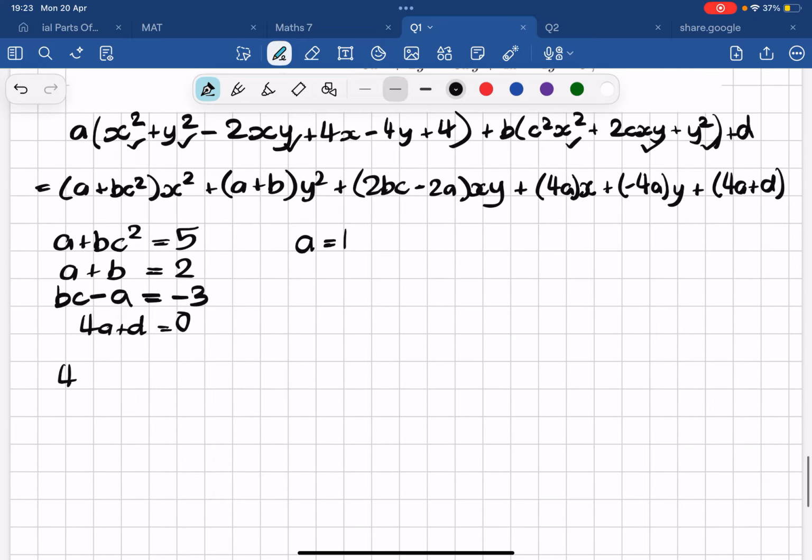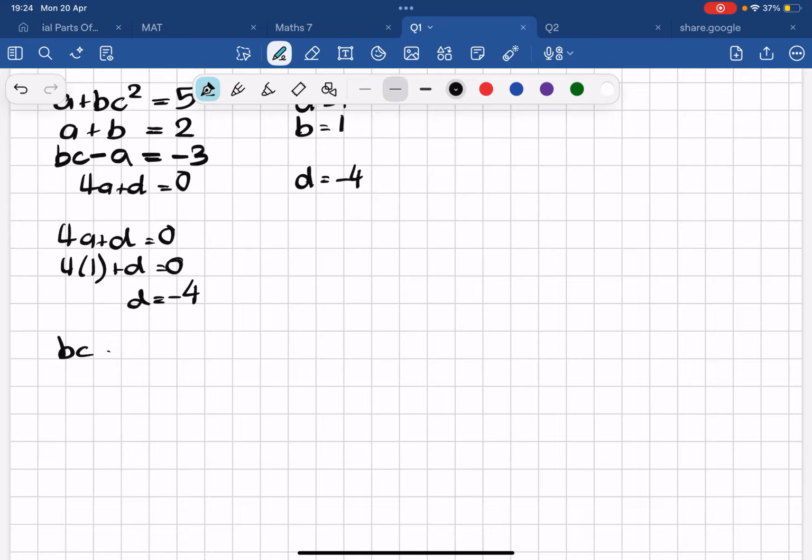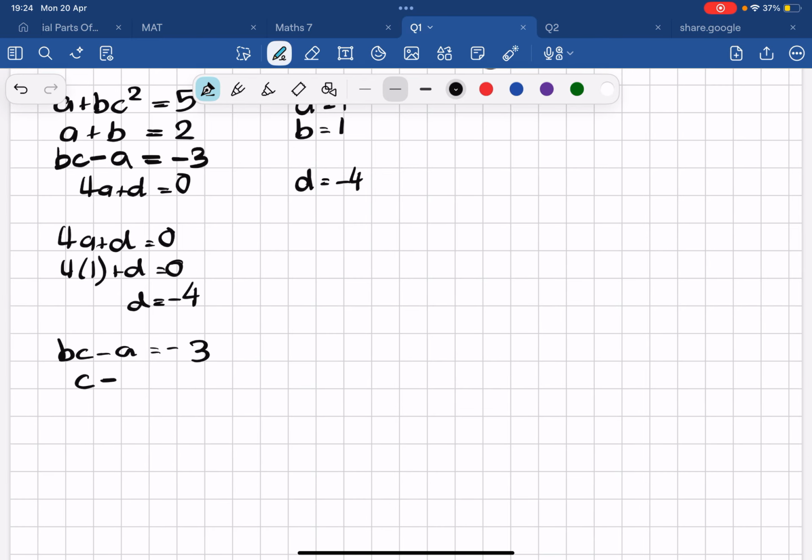If we take that 4a plus d equals 0, we'll have 4 times 1 plus d equals 0, therefore d equals minus 4. Let's put that up here. And then our b term will obviously just be 1, b equals 1. So what we're looking for now is just our c term. We can just look at this equation here, which looks fairly easy to deal with: bc minus a equals minus 3. Sub in the known values for b and a, so we have c minus 1 equals minus 3, so c equals minus 2.